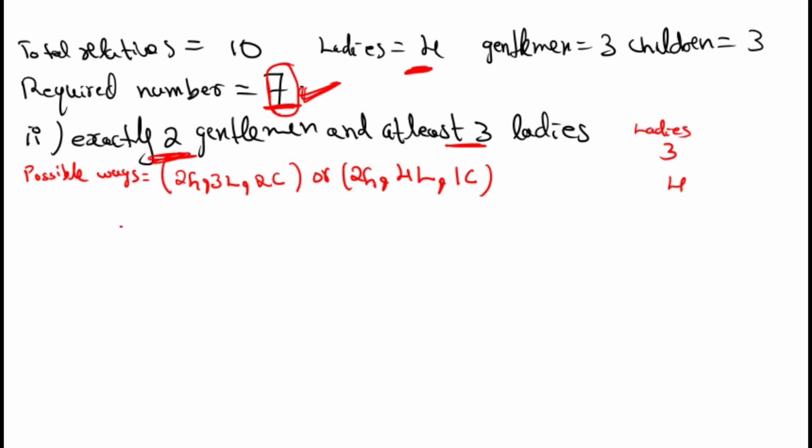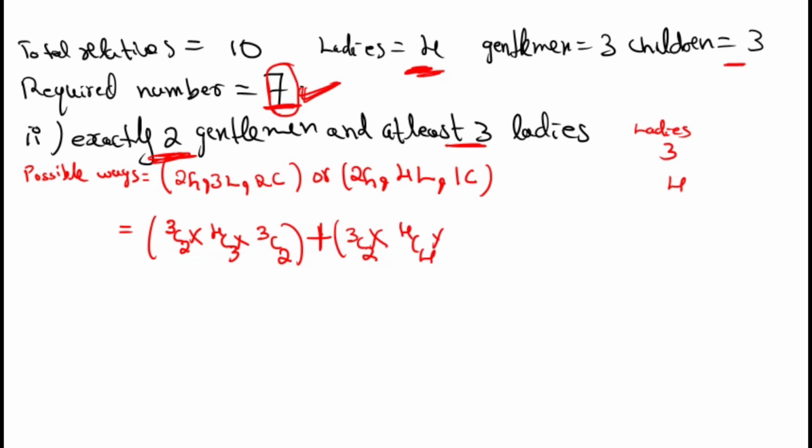Okay, so total ways is equal to 2 gentlemen from how many gentlemen? 3 gentlemen, right? So 3C2 into 3 ladies from how many ladies are given? 4 ladies given, 4C3, into 2 children from 3 children, it's equal to 3C2. Plus 2 gentlemen. Okay, here see 3 gentlemen are there, you need to select only 2, 3C2, into 4 ladies from the 4 ladies, that is 4C4, into 1 child from how many children? 3 children are given, you need to select 1 child, so 3C1.